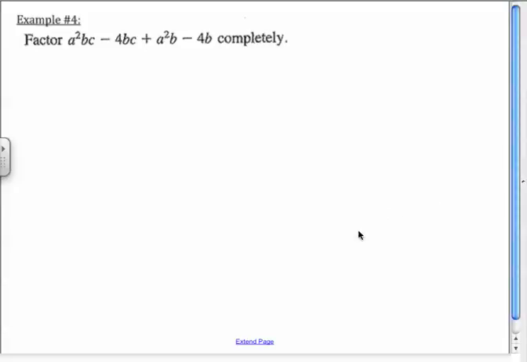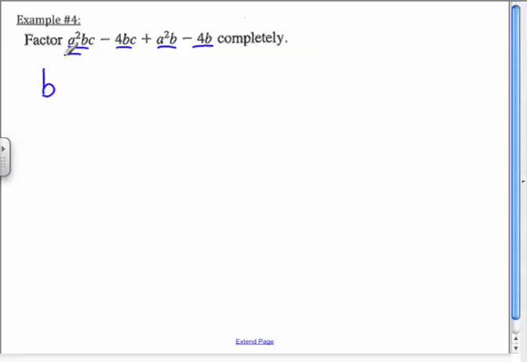Okay, example 4. Factor that stuff completely. Guys, step 1. Oh, sorry, very first thing I see: 1, 2, 3, 4 terms I'm going to have to group. But before I group, the very first thing I'm going to do is take out anything that's common to all of them. Okay? They don't all have an A. They all have a B. So I need to pull out a B. There are no numbers they have in common other than 1. They don't all have a C.